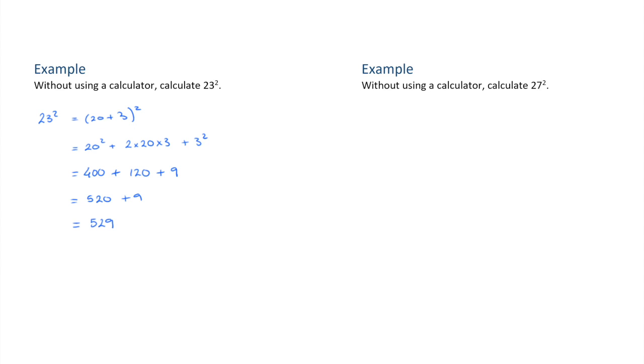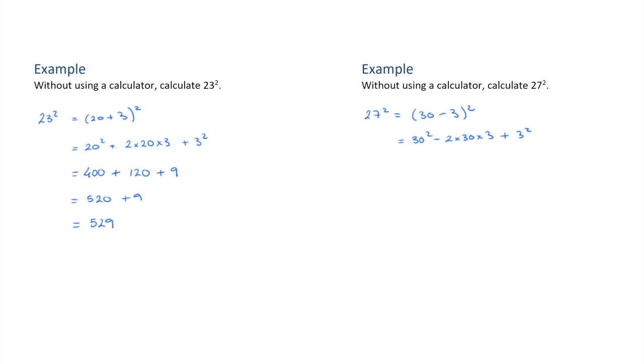One more example, we're asked, without using a calculator, to calculate 27 squared. Well, in this case, we could write 27 squared is equal to (30 − 3)². Using our perfect square formula, we can write that this equals 30² − 2 × 30 × 3 + 3².